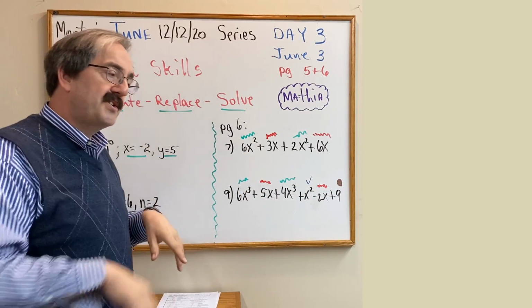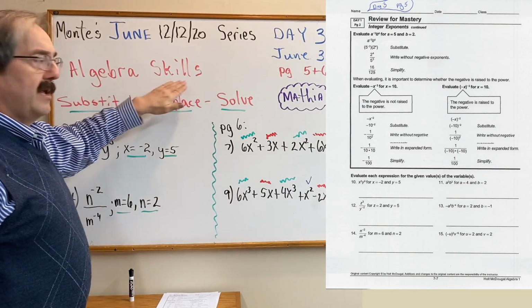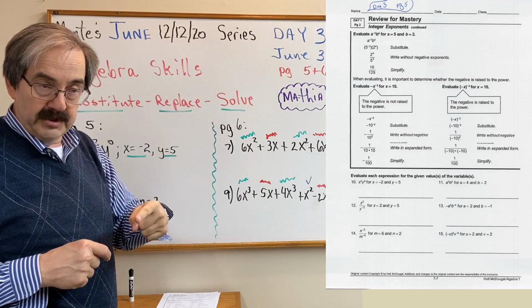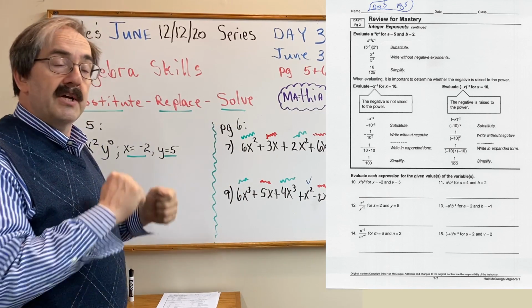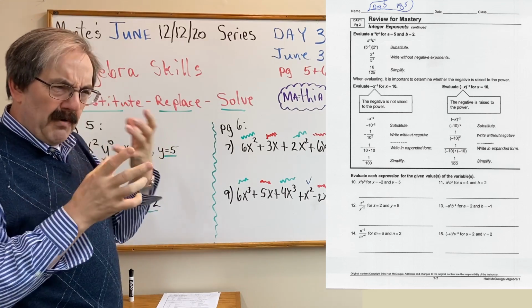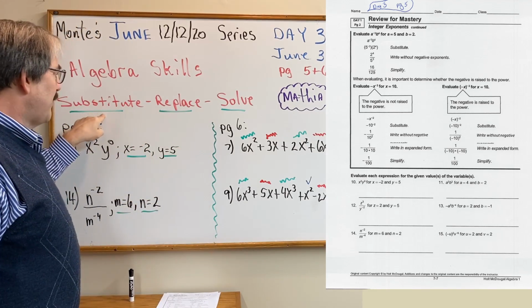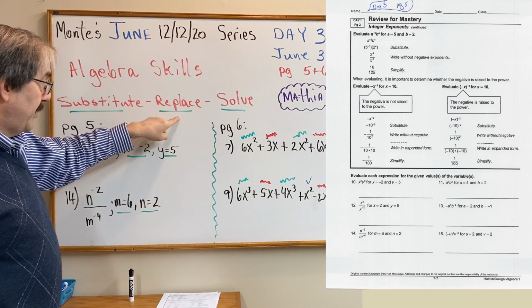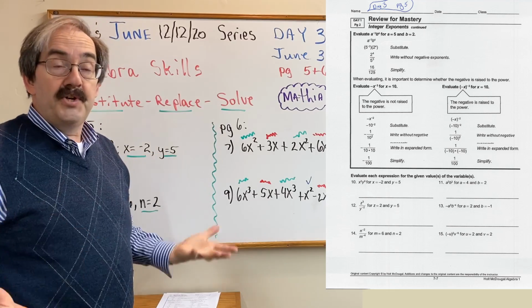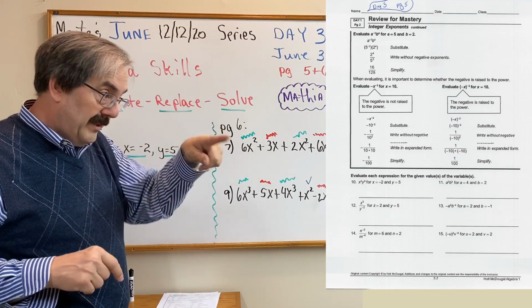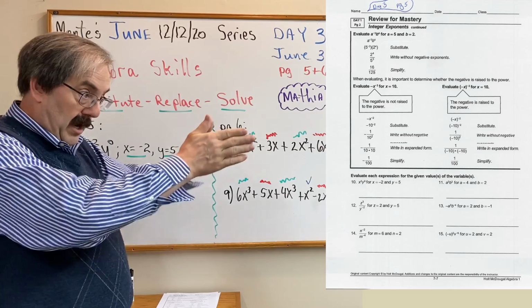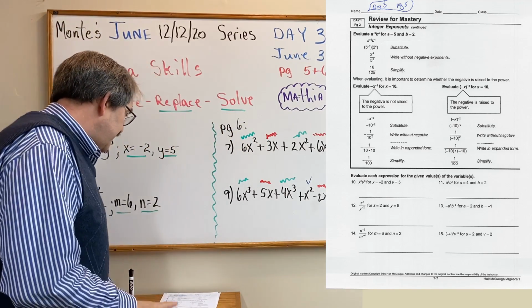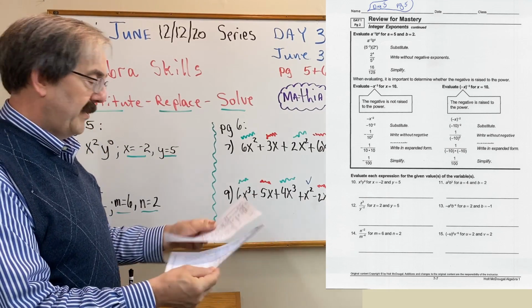All right? Let's get started with today. The first thing, algebra skills. In order to do these high-level, real-world problems, we've got to make sure we have our algebra skills. So, we spent a little bit of time on those exponent rules. Today, I want to make sure we remember the basics of algebra. Substitute, replace, solve. That's what we do in math, right? We find the area of a room, length times width. Well, how wide is it? How long is it? Then we plug the numbers in, okay? So let's get started on page 5 and 6, okay?